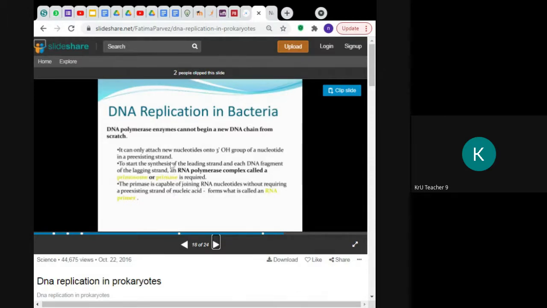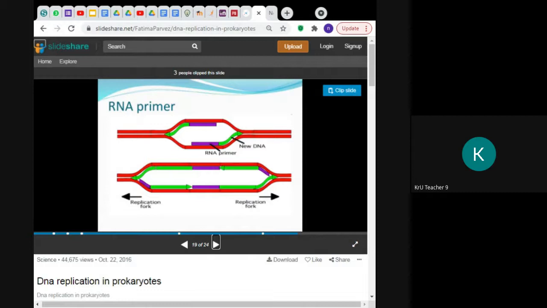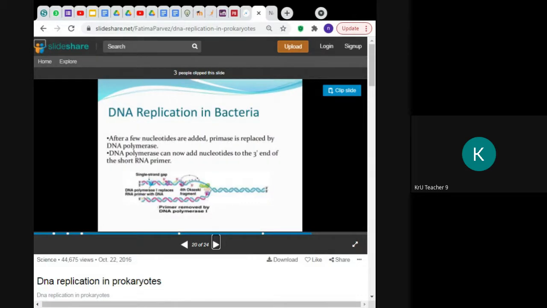The synthesis of the RNA primer is brought about by the enzyme called primase. This is a very short RNA primer, 15 to 20 nucleotides in length, and this RNA primer will get removed by DNA polymerase 1. After a few nucleotides are added, the primase is replaced by DNA polymerase, and the DNA polymerase can now add nucleotides in place of the short RNA primer.